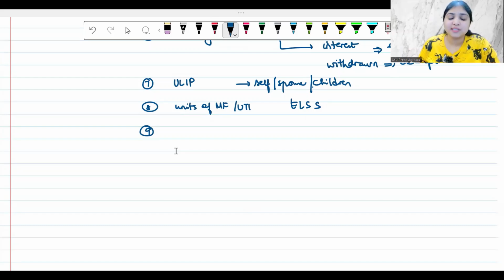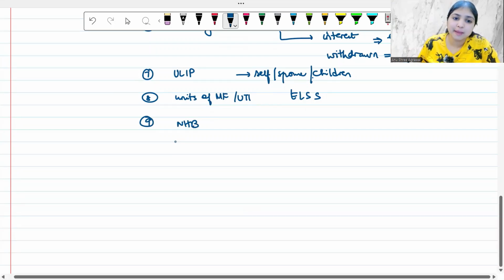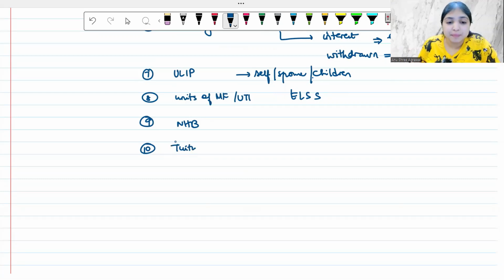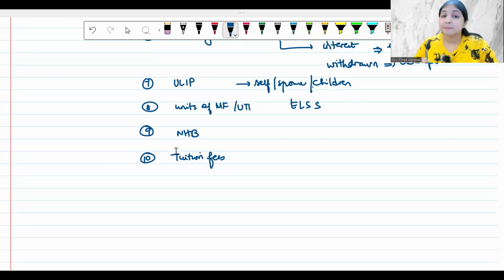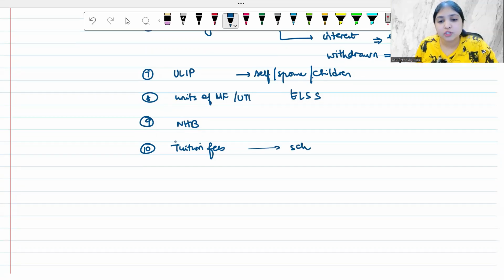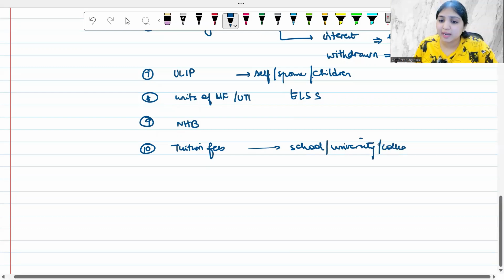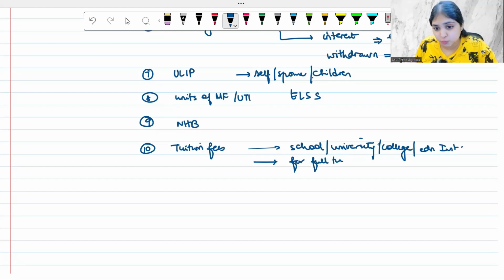Then your ninth point, if assessee makes any payment to National Housing Bank, even this will be eligible for section 80C. Then if assessee is making payment of any tuition fees, it should be tuition fees, it should not be development fees, it should not be donation. Tuition fees paid to whom? Tuition fees paid to a school, or a university, or any college, or any educational institute. This tuition fees should be paid for full-time education.